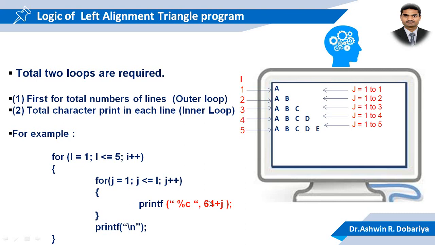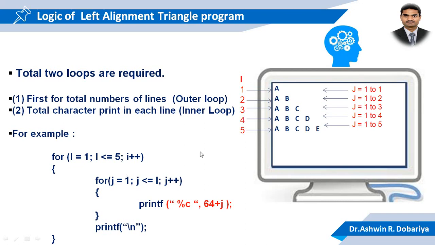So if we write 64 plus j, and j always starts from 1, it becomes 65. The first character is always 65, then it increments by 1. Now j becomes 2, so 64 plus 2 means 66, which is B. Another important point is that 64 plus j is a numerical value, but whenever you print a number in character format, instead of the number it will print the character. So this is the overall logic of this left aligned triangle.